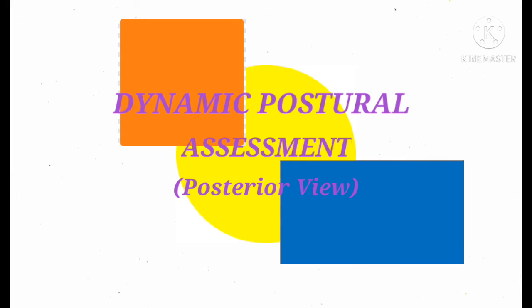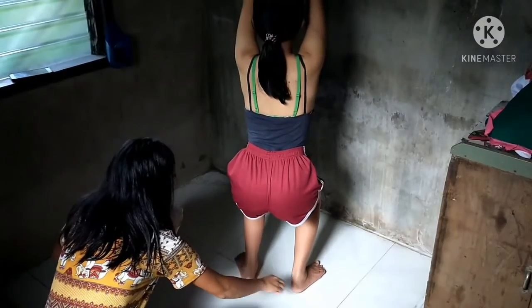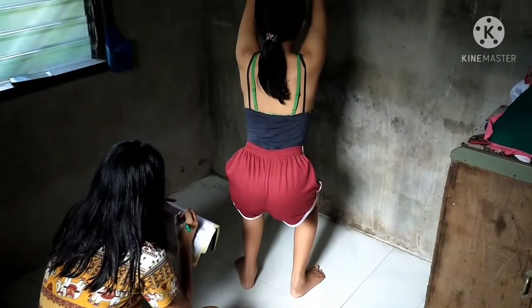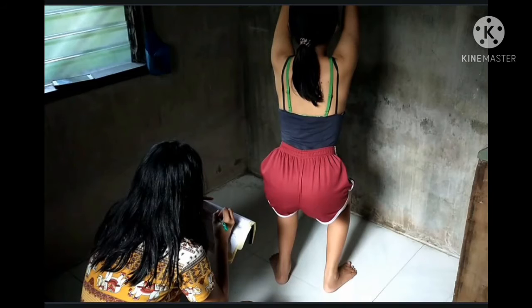Next in line is the dynamic postural assessment, posterior view. In the feet category, there are two classifications, the feet flatten and the heels rise. As you can see, my heels do not rise above the ground, so obviously my feet stay flat on the ground. So I let my cousin put a check on the feet flatten boxes.